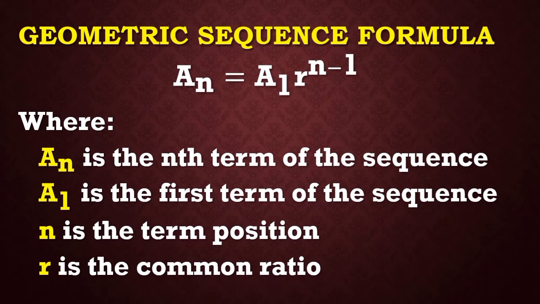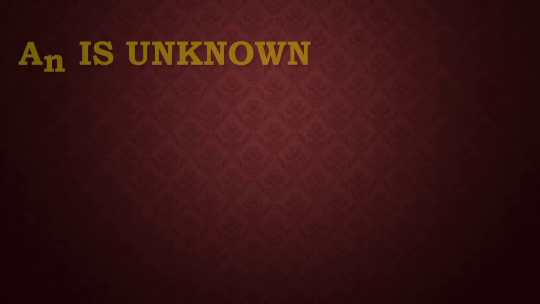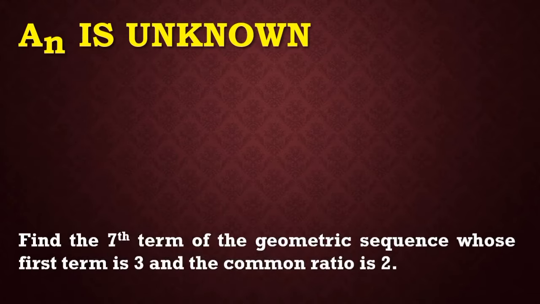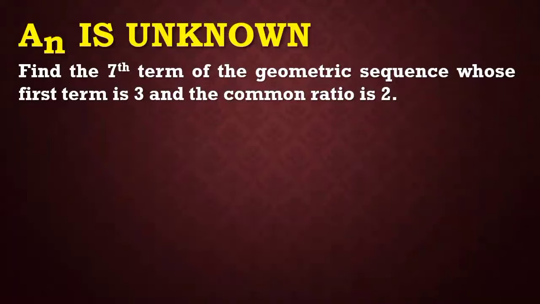Ang naiba lang po is yung r. Kung dun sa arithmetic sequence, common difference po, letter d or variable d, dito naman po, r, common ratio. So, let's have the first variable, a sub n is unknown, the nth term of the sequence. The problem is: find the seventh term of the geometric sequence whose first term is 3 and the common ratio is 2. The first thing that we need to do here is to identify all the given.